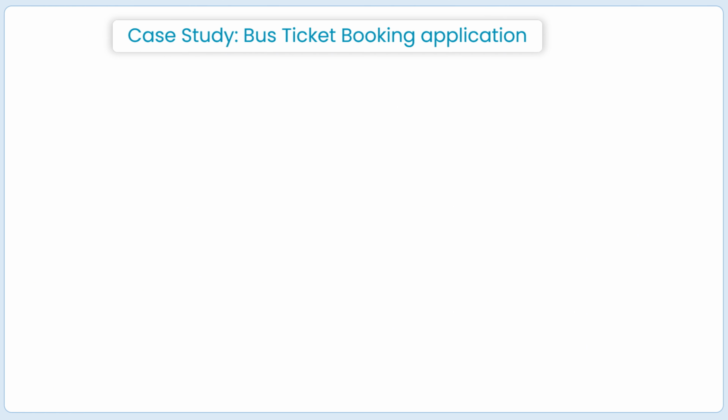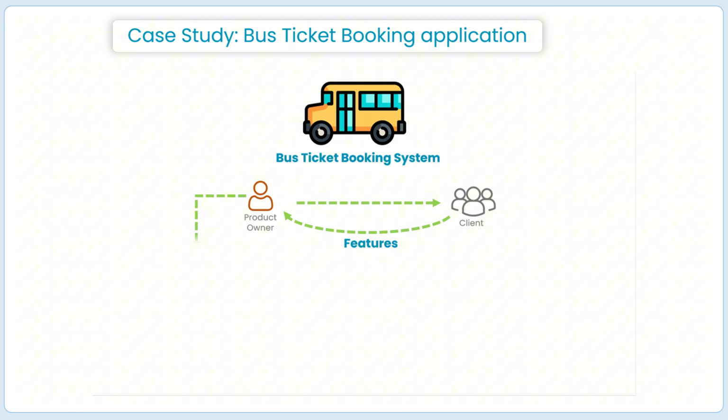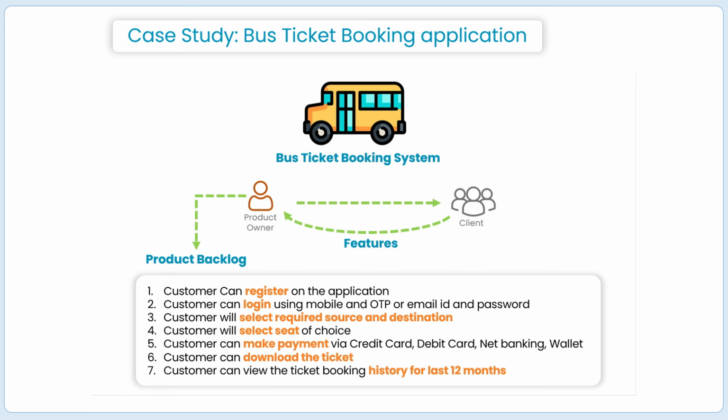Let's take an example of bus ticket booking application to be built using Scrum model. The product owner talks to the client to understand and get the list of features. This list is called as product backlog. Let's say the list contains the below features. Customers can register on the application. Customer can log in using mobile and OTP or email ID and password.